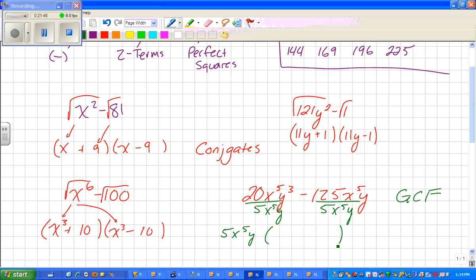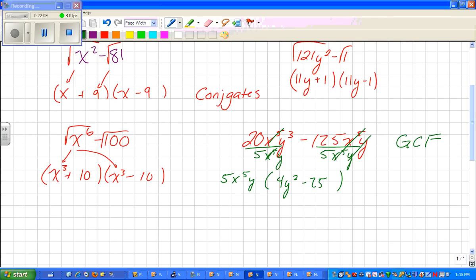And then what's left over? 20 divided by 5 is 4. These x's cancel. And y to the 3rd, but I took out a y, is y squared. Negative 125 divided by 5 is negative 25. The x's cancel and the y's cancel. So once you do a GCF, now you can look inside these parentheses.